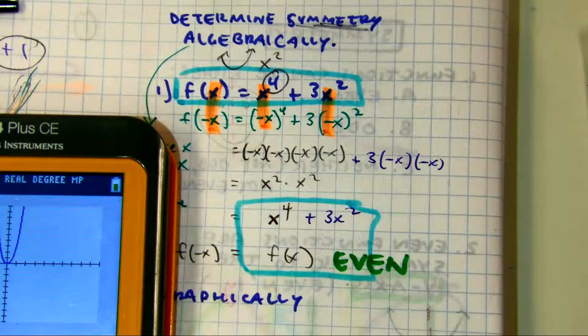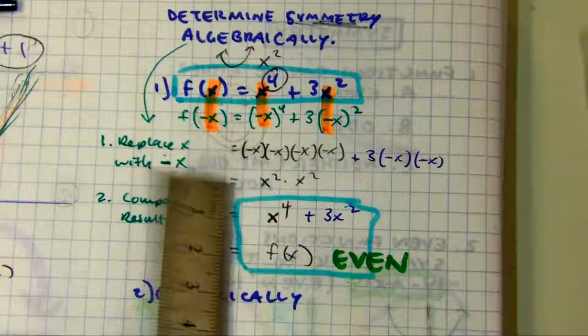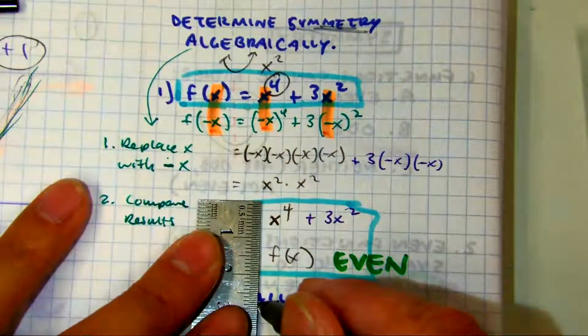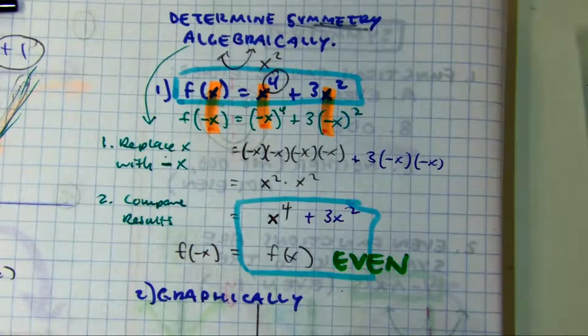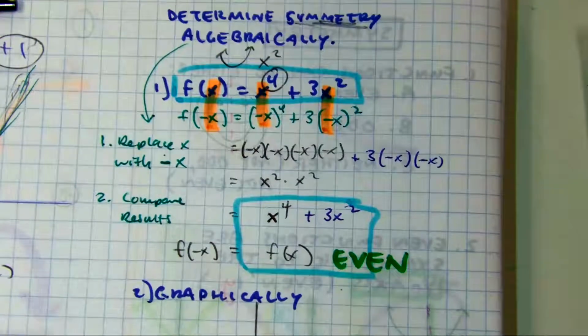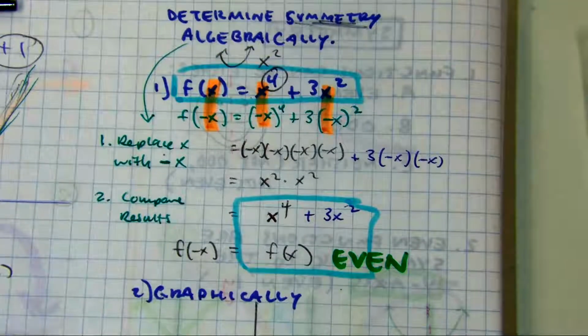Where's my ruler? Ruler, come to me. Come to me. Where's my ruler? Oh, there's my ruler. Good job, you guys. Thanks, Catherine.